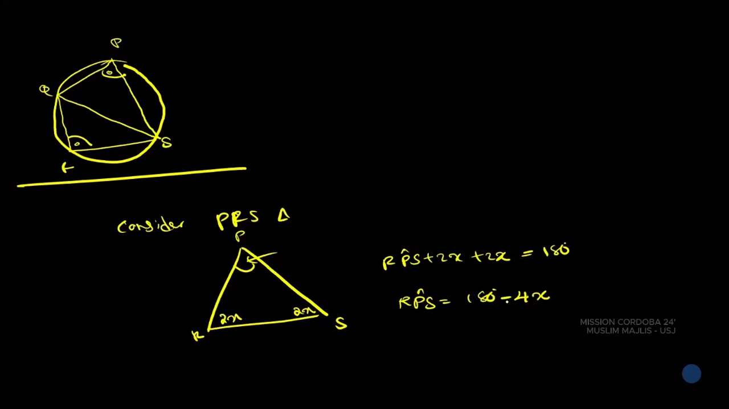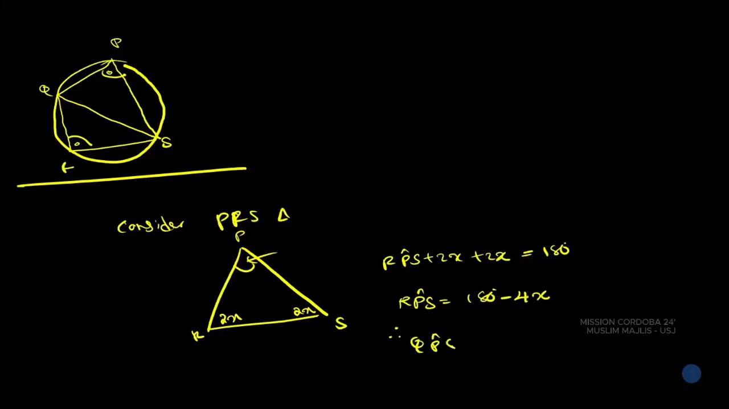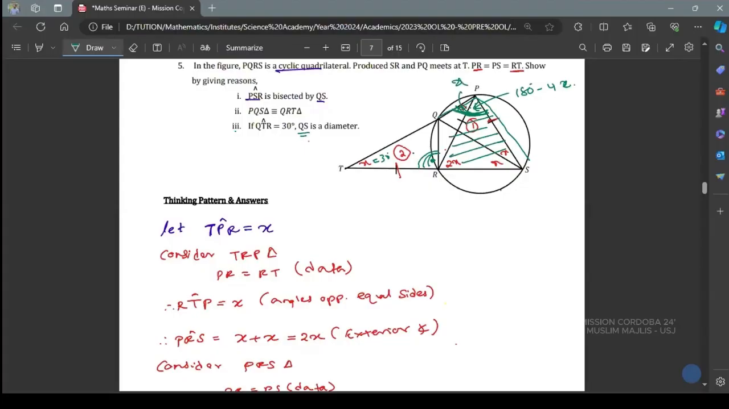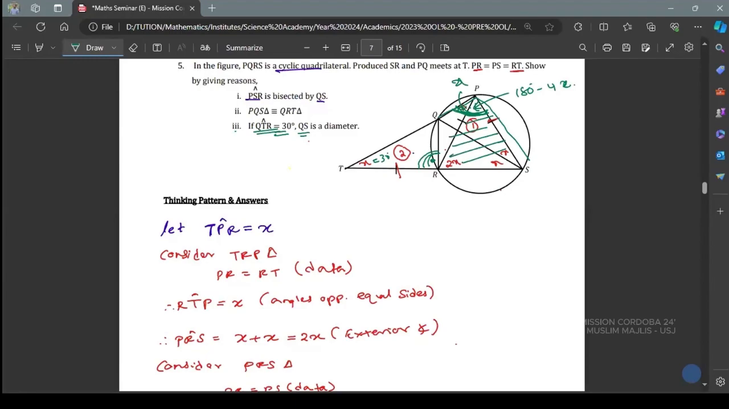So we have this one, 180 minus 4x. Understood? 180 minus 4x. Therefore, QPS angle is equal to this 180 minus 4x plus this x. So 180 minus 4x plus x adds up to 180 minus 3x. But they say let x equal 30, in our case QTR.